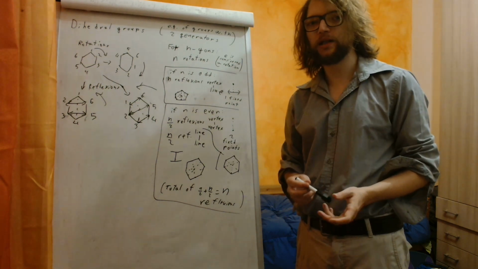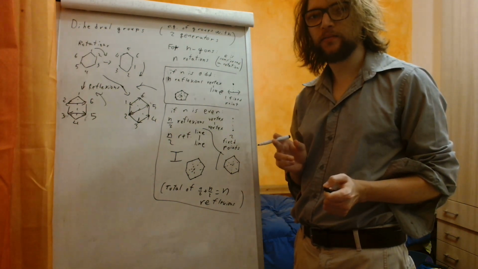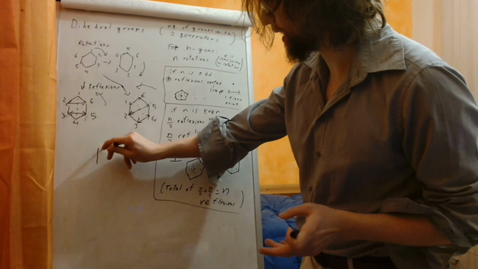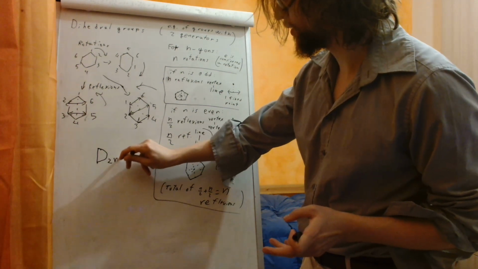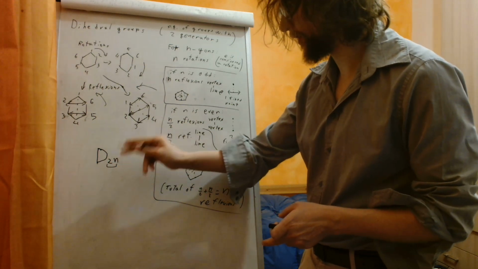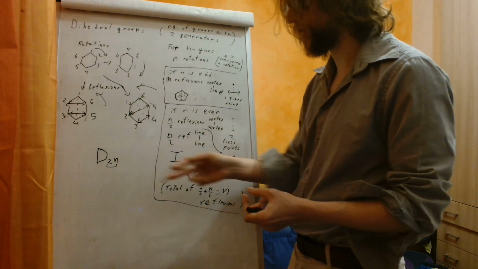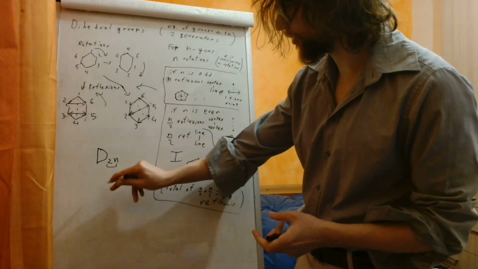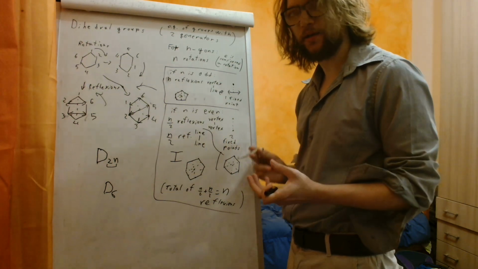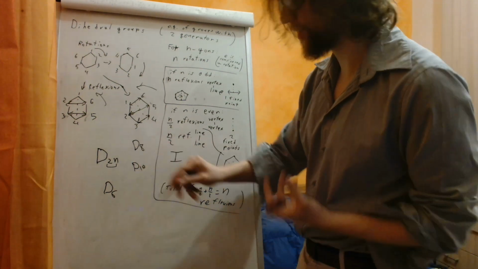Those form the dihedral group associated to the n-gon, so a polygon with n sides has 2n elements. So the dihedral groups are notated like this, D2n, for the n-gon. Here, in the subscript, you don't have the number of sides of the n-gon, but the number of elements of the group, 2n. So for the triangle, it's not D3 but D6, because it has 3 rotations and 3 reflections. For the square, it's D8, for the pentagon, D10, and so on.